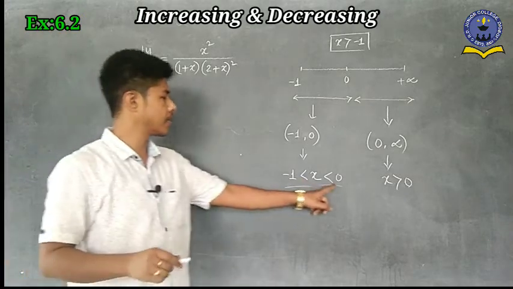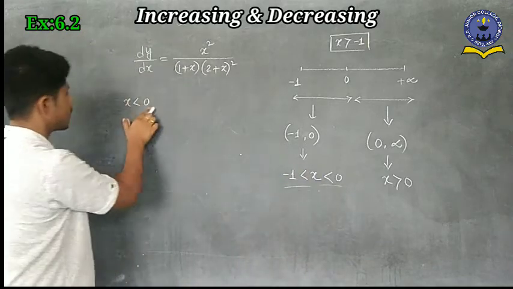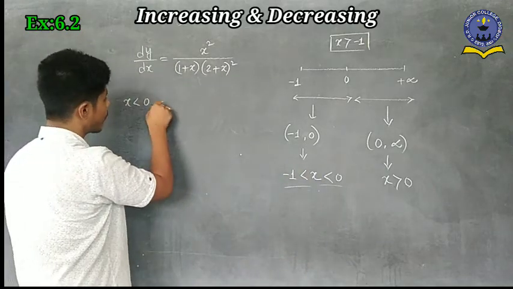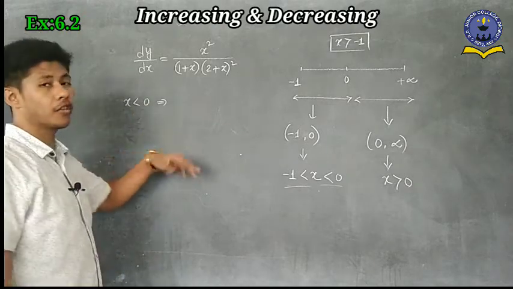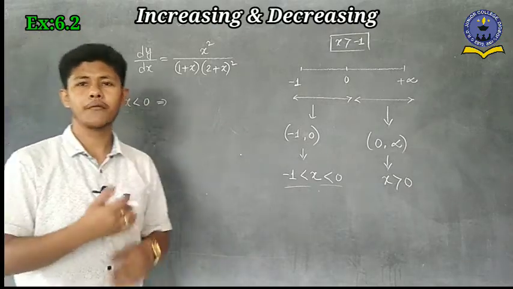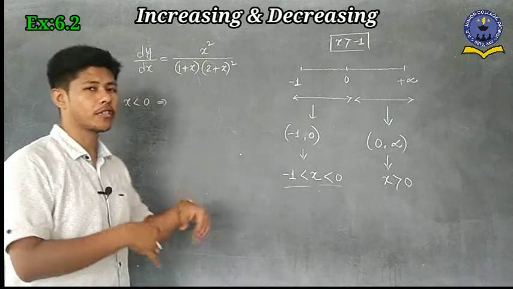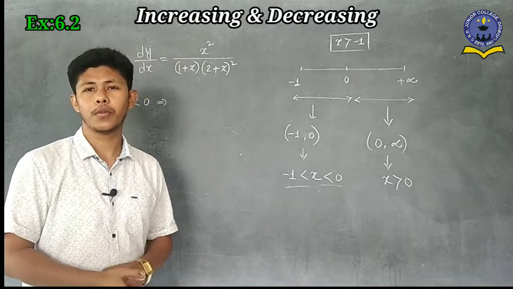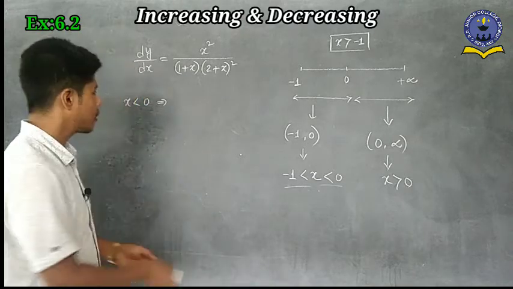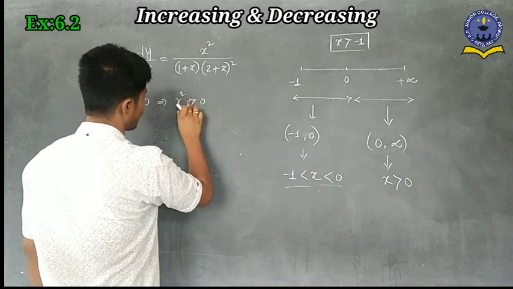So in this case, the first condition, if we draw it separately, is x is less than 0. If we square both sides, x less than 0 means what? A negative value. And if we square the result, suppose any value, suppose minus 5, if squaring, then what we get? Obviously 25, that means a positive value. So if we square, then the value must be greater than 0.